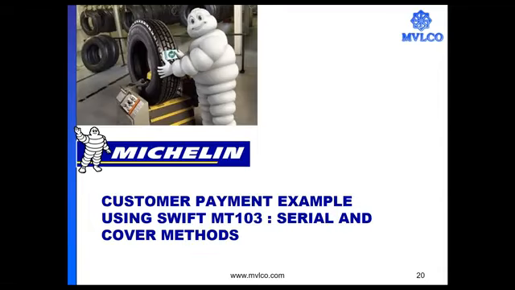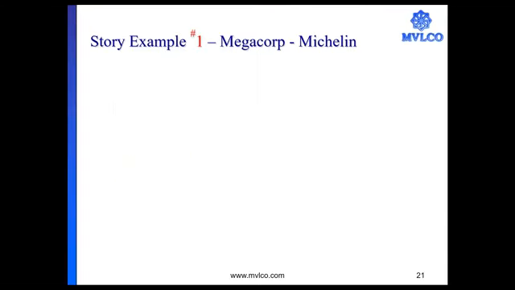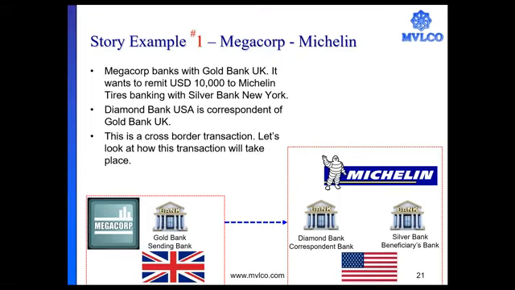Now I'm going to explain two more mechanisms under MT103, which are MT103 serial method of payment and MT103 cover method of payment. To explain both of them, in fact, I'm going to use an example. This is our example. We have got two companies, Megacorp and Michelin. This is going to be, in our example, a cross-border payment.